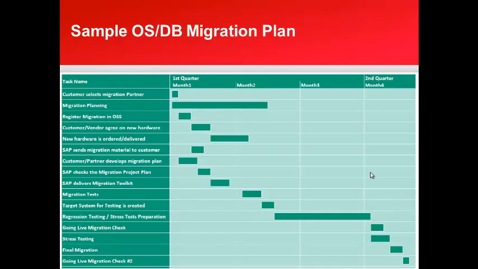This is a sample OSDB migration plan that shows the different activities which are involved and how much time each activity takes. So this is a kind of template which can be adopted in the customer's environment. Basically we start from the selection process, migration planning, registration of migration in OS, so getting new hardware, delivery of new hardware, migration material is sent to the customer, migration plan is prepared, migration checks take place, migration toolkit is prepared, migration tests are done.